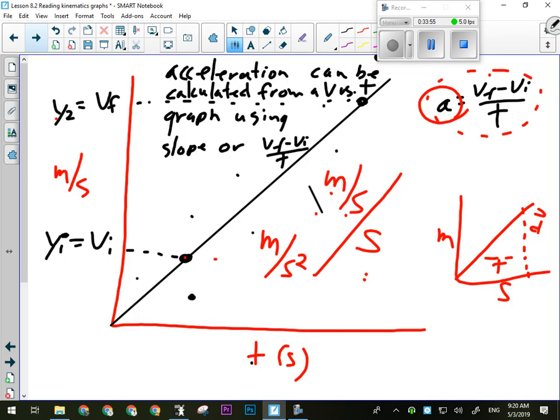Okay, I kind of already diagrammed that, but I didn't talk about units. So for acceleration, we said acceleration can be calculated from a velocity versus time graph using slope or using this formula. Probably write that down somewhere. This is our formula for acceleration, VF minus VI over T.